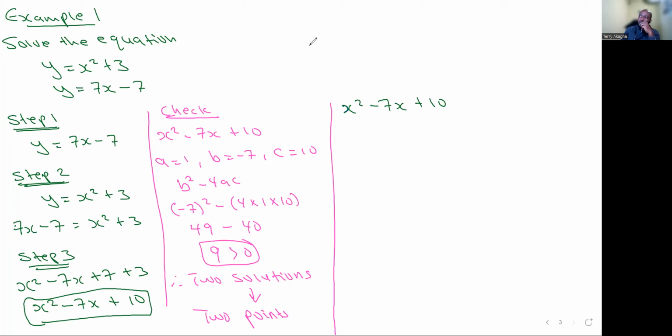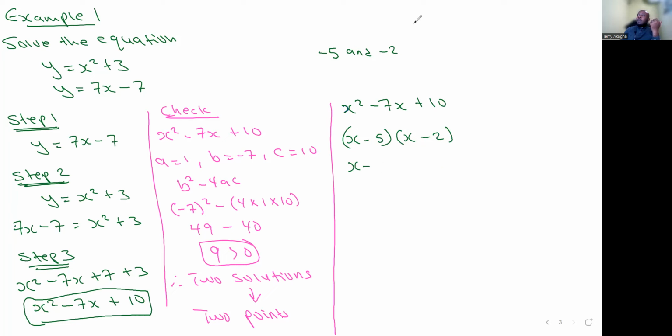So let's go. So the two numbers will be minus 5 and minus 2. Minus 5 times minus 2 will give you 10, and minus 5 plus minus 2 will give you minus 7. So that means it's going to be x minus 5 and x minus 2. So that means x is equal to 5 and x is equal to 2.